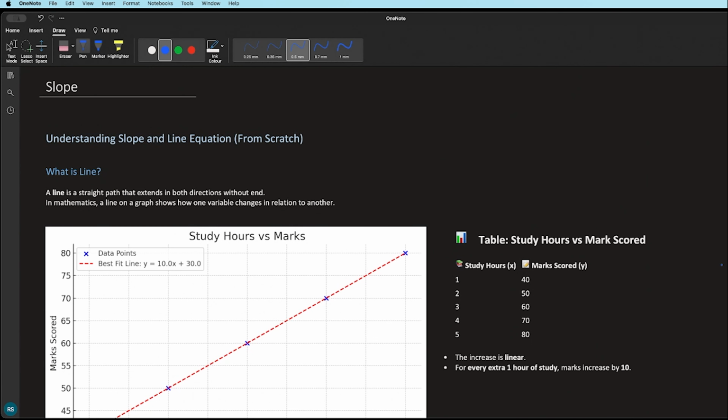Hey everyone, my name is Rahul and today we are going to learn about the slope. Before understanding the slope, we have to understand what a line is.